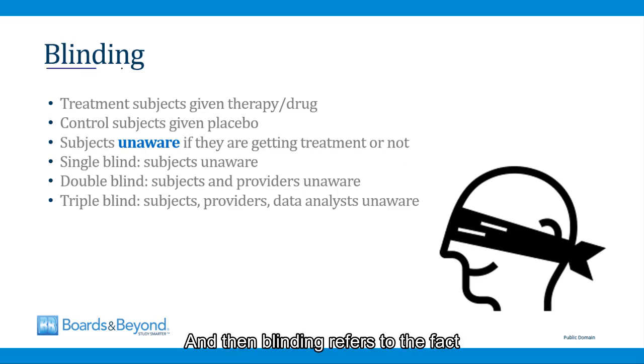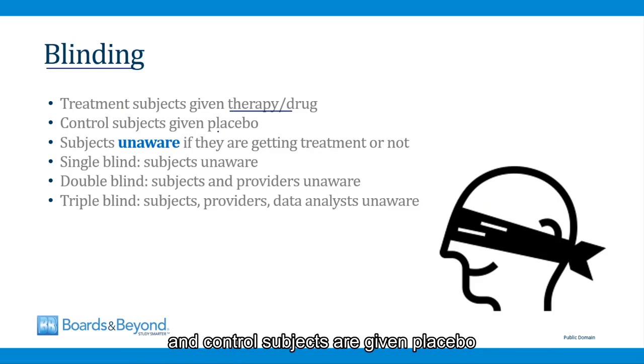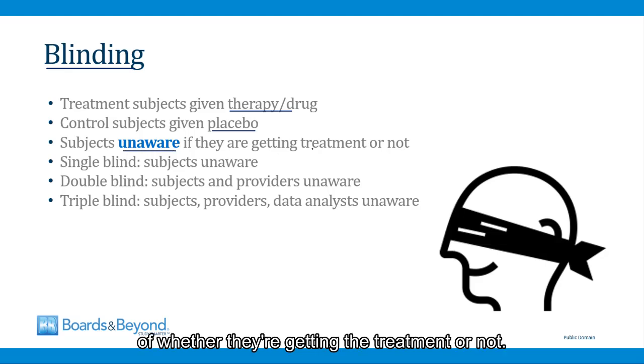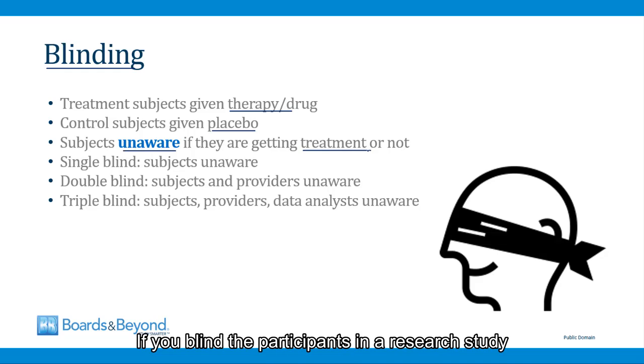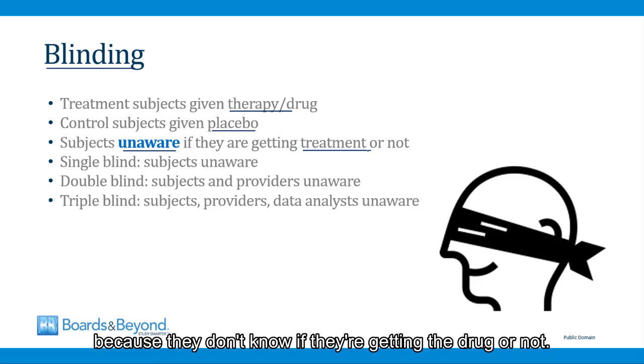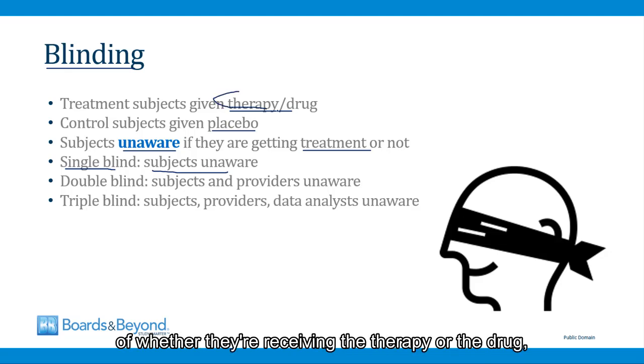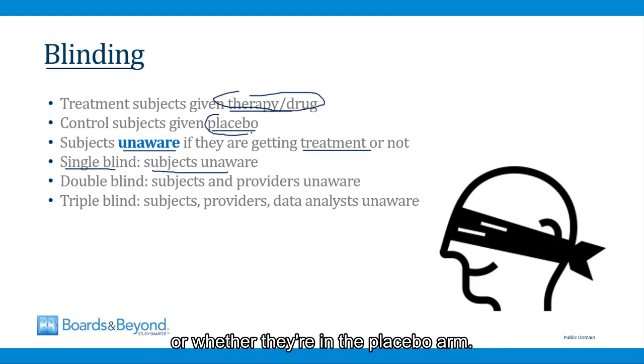And then blinding refers to the fact that treatment subjects are given the therapy or the drug and control subjects are given placebo, but the subjects are unaware of whether they're getting the treatment or not. If you blind the participants in a research study, then they can't change their behavior based on knowledge of whether they're getting the drug or not because they don't know if they're getting the drug or not. In a single blind study, all the research subjects are unaware of whether they're receiving the therapy or the drug or whether they're in the placebo arm.